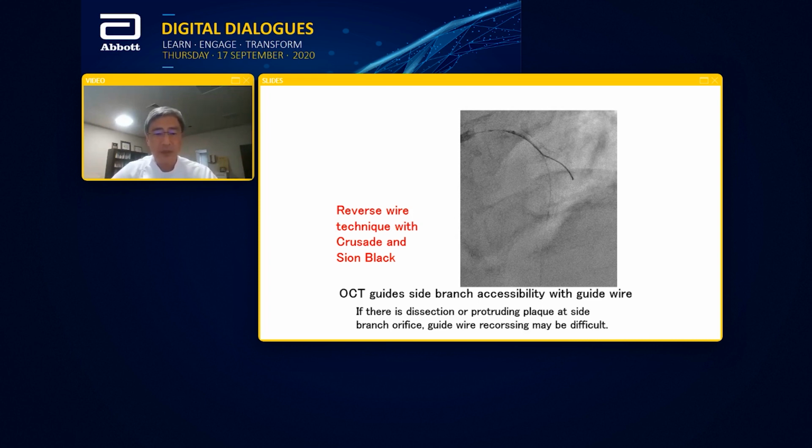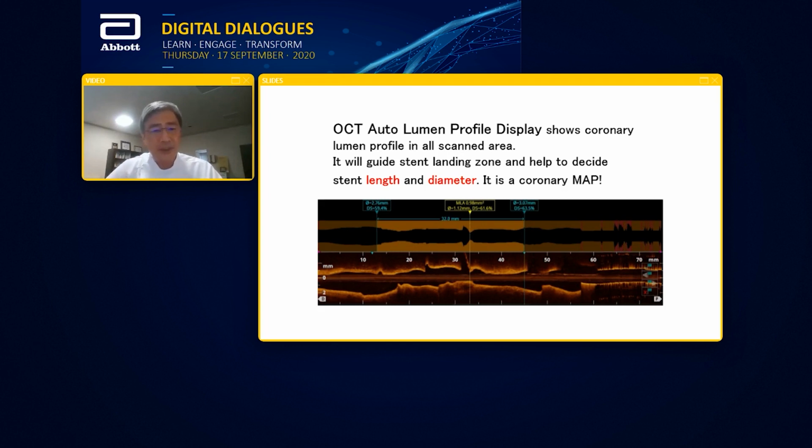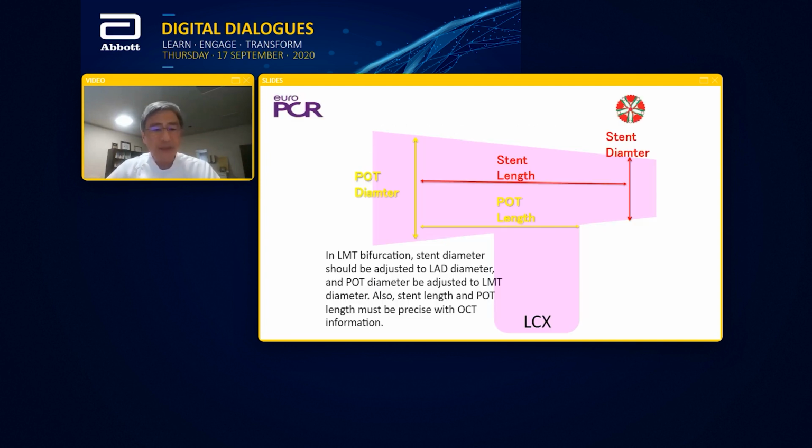If there is a dissection or protruding plaque at the side branch orifice, guide wire recrossing may be difficult. And the OCT auto lumen profile display shows the coronary lumen profile in the whole scan area. It will guide the stent landing zone and help to decide stent length and diameter. It is a coronary map. For example, in left main trunk bifurcation, stent diameter should be adjusted to the LAD diameter, and the POT diameter adjusted to the LMT diameter. And also stent length and POT length must be precise with OCT information.